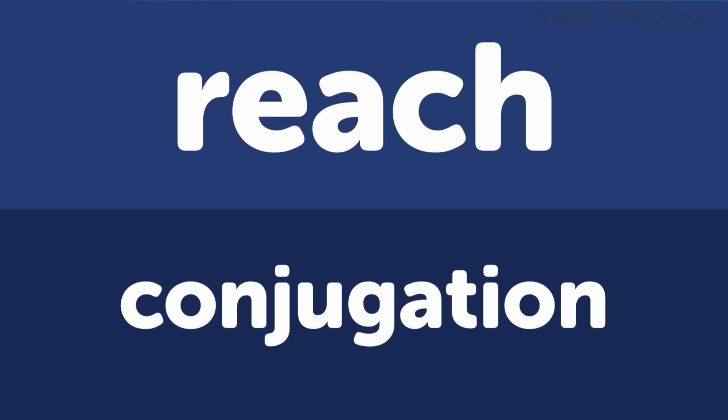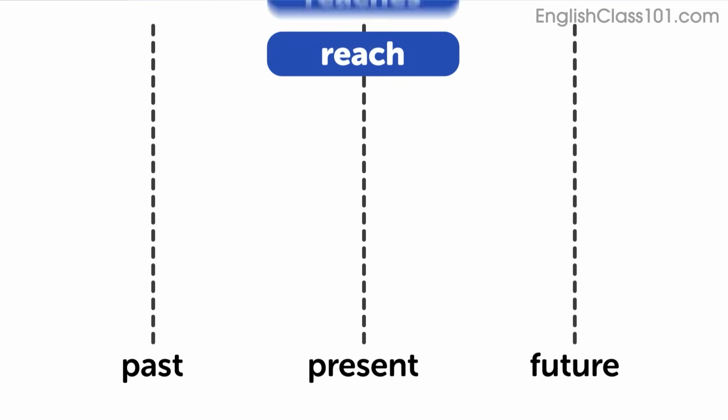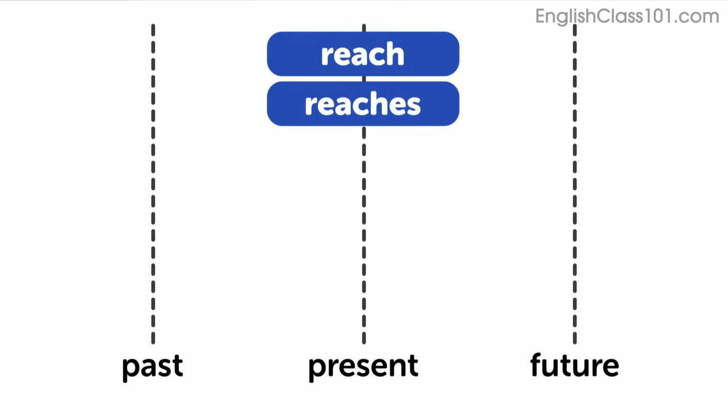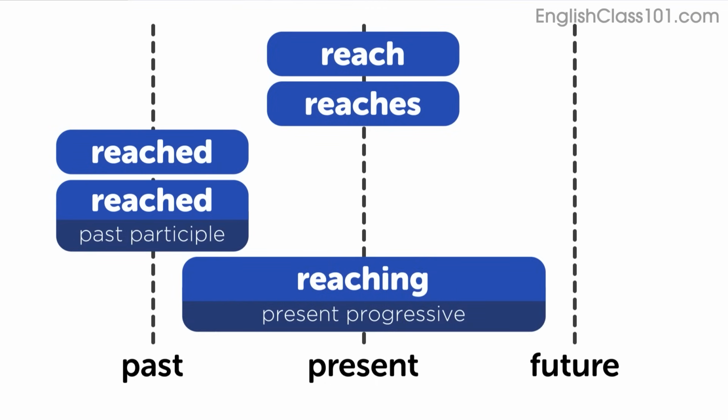Now let's look at the conjugations for this verb. Present, reach, reaches. Past, reached. Past participle, reached. Progressive, reaching.